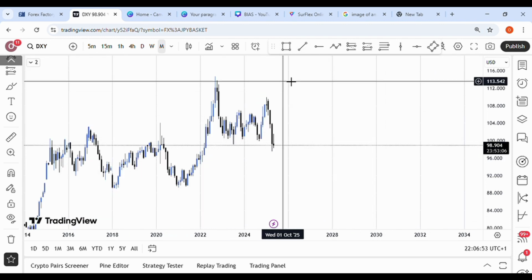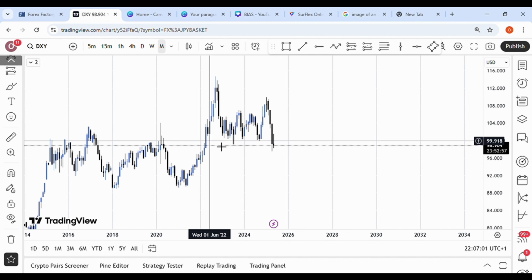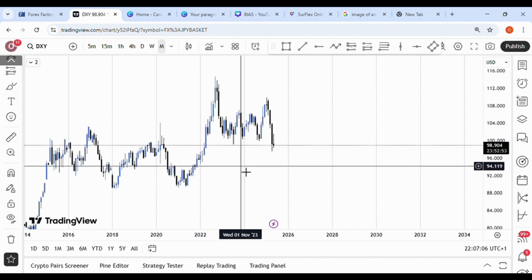So now, when looking at the chart, you can see our fair value gap. This is our fair value gap here. The gap between this particular candle and this particular candle is what we call our fair value gap. A fair value gap can also be seen as a 3 candle price action, you understand?